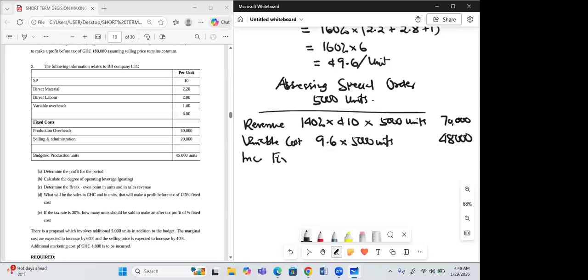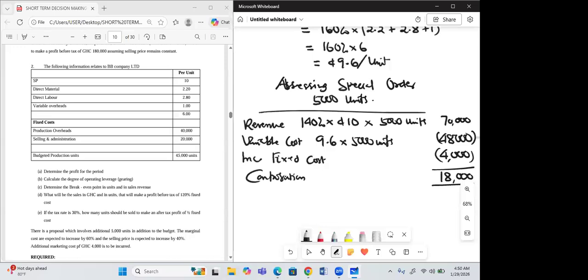Is that clear? Yes, sir. You know, incremental fixed cost is relevant, right? Yes, sir. I think you all understand what we are doing. So is there any contribution? Is it giving you contribution? Yes, sir. 18,000.